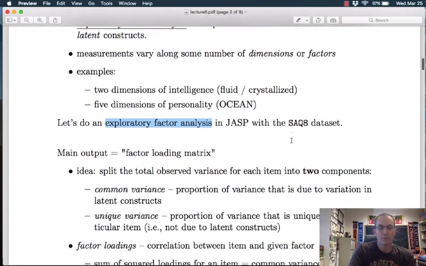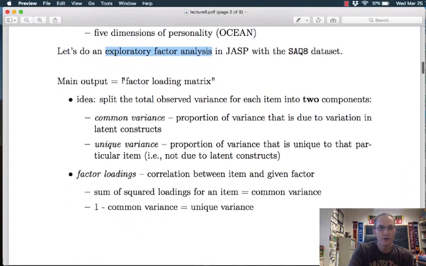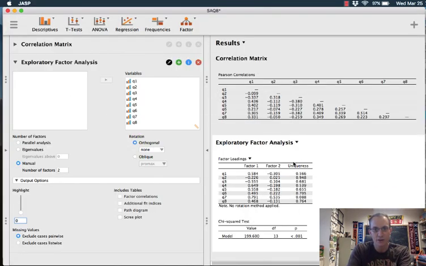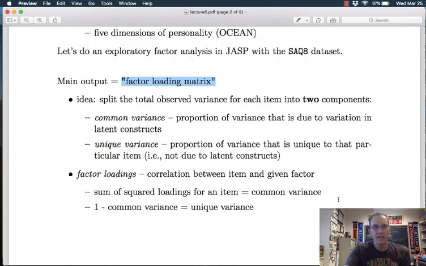So what exactly is it that we're seeing when we do this? Well, the main output is this so-called factor loading matrix. You may have seen that in JASP. That's this little table right here. We're going to talk about now what that means. So the idea behind factor analysis, what factor analysis does as a model of the data, is it splits the total observed variance in the data into 2 components. Now, these 2 components aren't related to the 2 factors that I chose. Every factor analysis, regardless of the number of factors, does this.